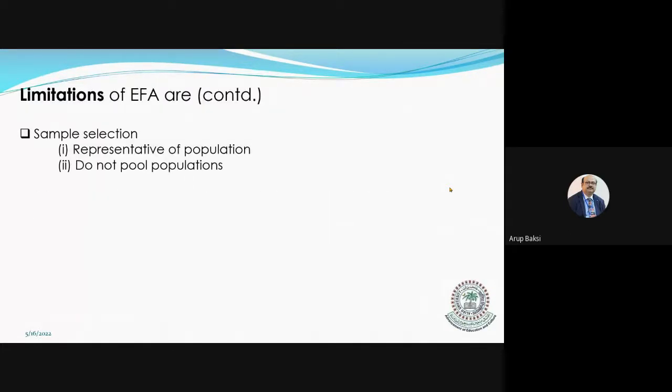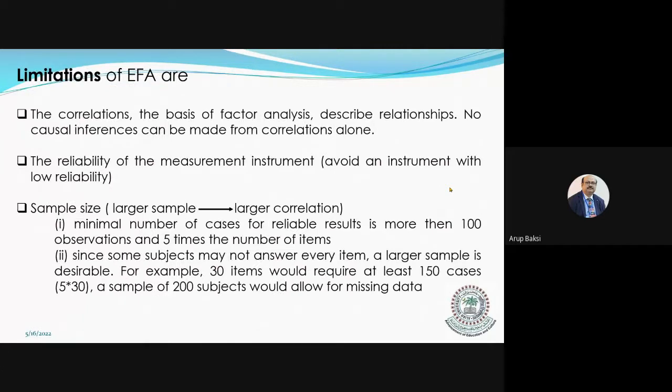So these are a few limitations of EFA, but considering all these limitations, EFA is a very potent technique with the help of which we can identify the factors, the dimensions, from a given set of observed variables. It is a very important multivariate technique that is used pretty widely, particularly when you are developing a new construct or a new scale.